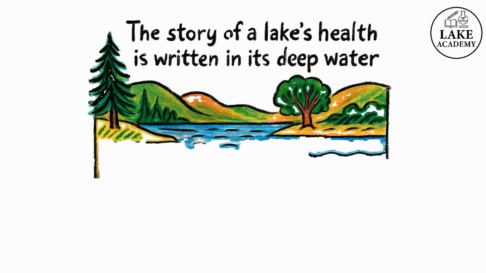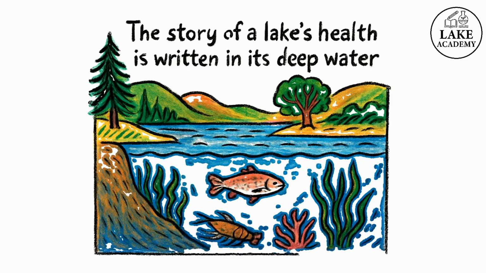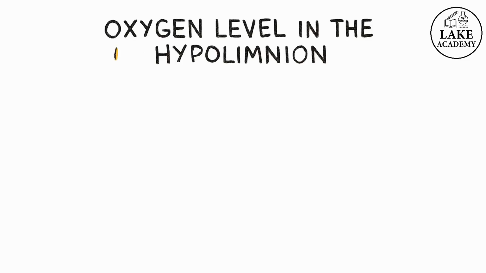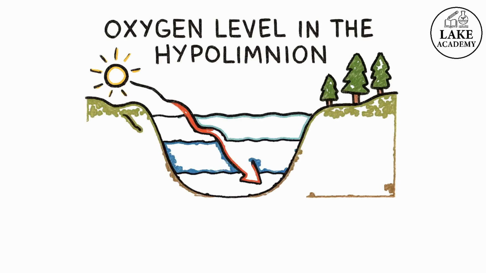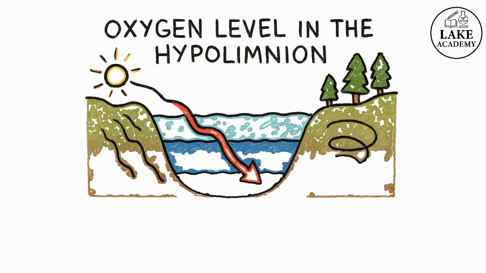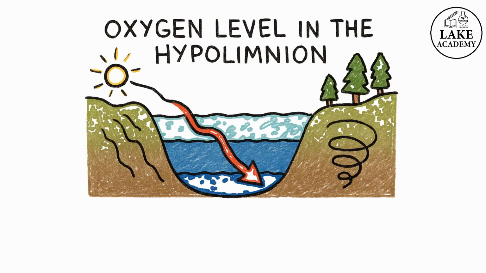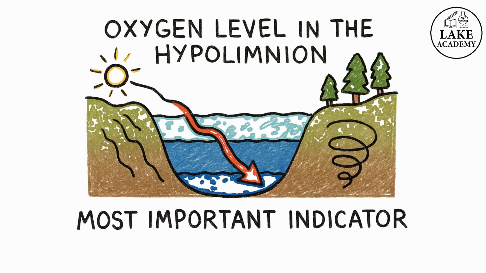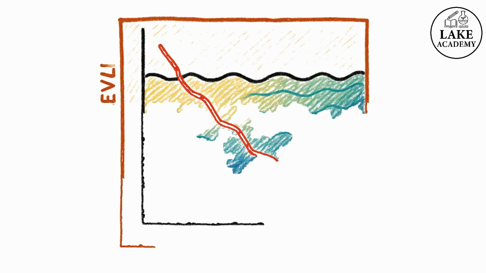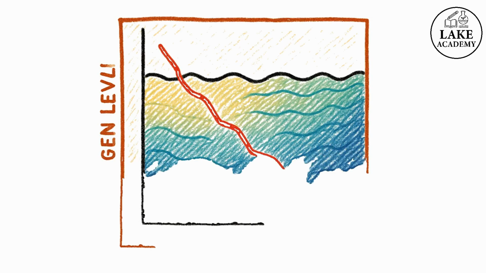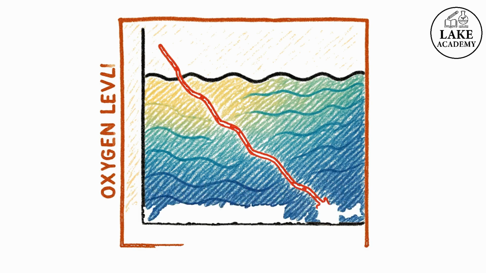Ultimately, the story of a lake's health is written in its deep water. The oxygen level in the hypolimnion is the single most important indicator of whether that lake is resilient and stable or whether it is at risk of entering a downward spiral of decline. It is a simple line on a graph, but it tells us everything we need to know about the breath, the life, and the future of the water below.